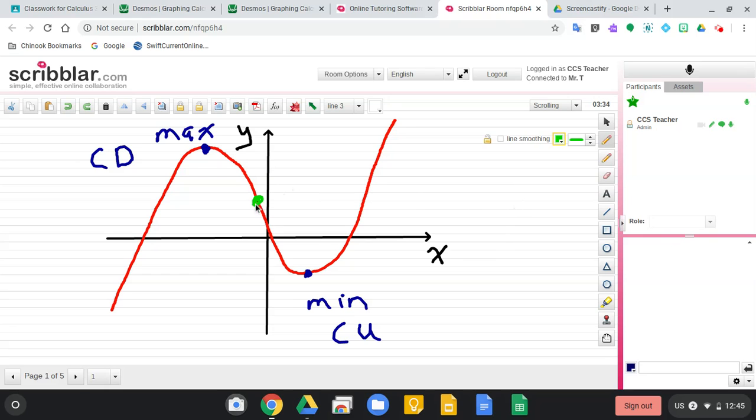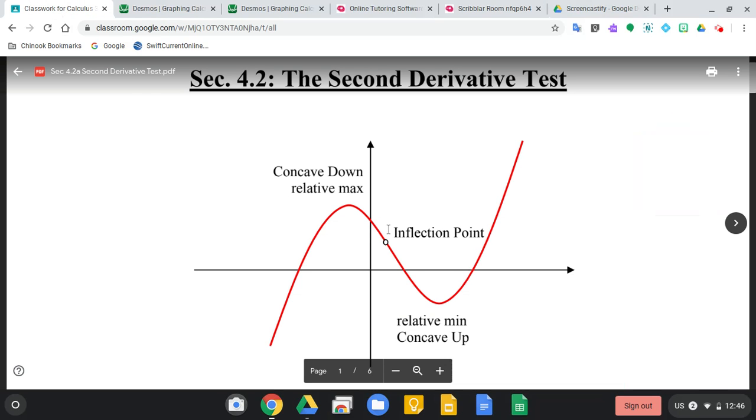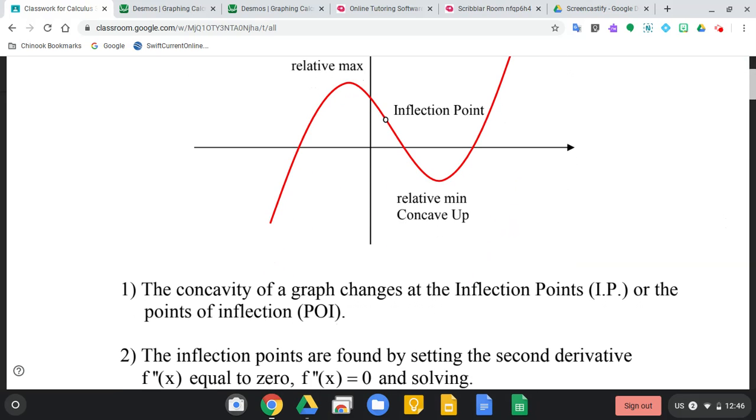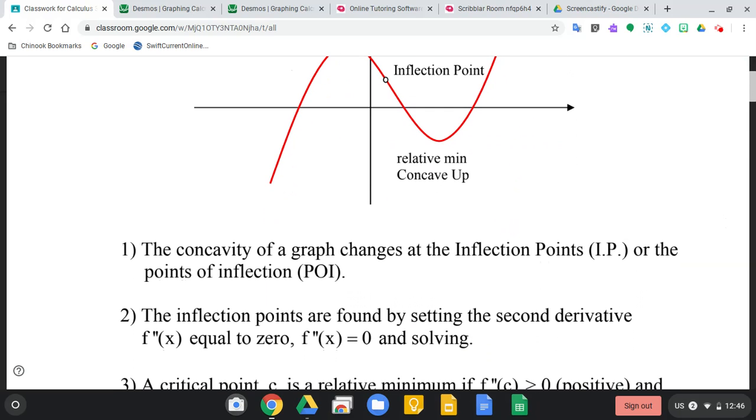So I'm going to draw a point here. And I am going to say that this is the point where we switched from concave down to concave up. And we refer to that as an inflection point. An inflection point is where we change from concave down to concave up.